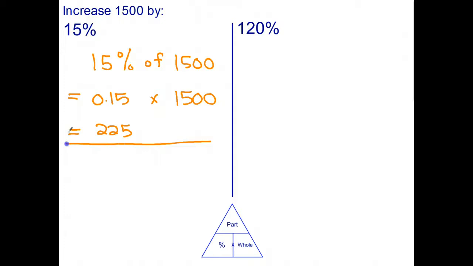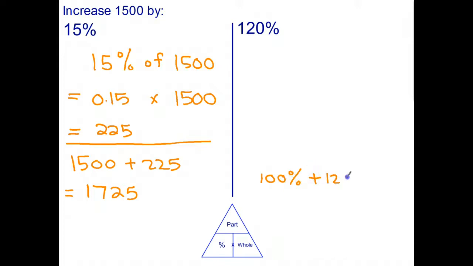Now once again, I'm not finished because I have to now add that on to the 1,500 that I started with. So final answer is 1,725. Doing the second equation, or the second problem, I'm going to be thinking once again. Down here I'll think 100% is the original amount. I'm increasing that by 120%. So the new amount is 220%.